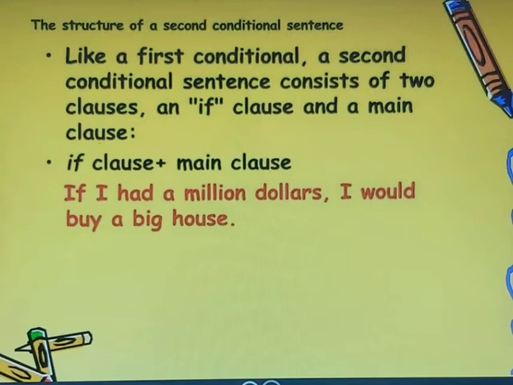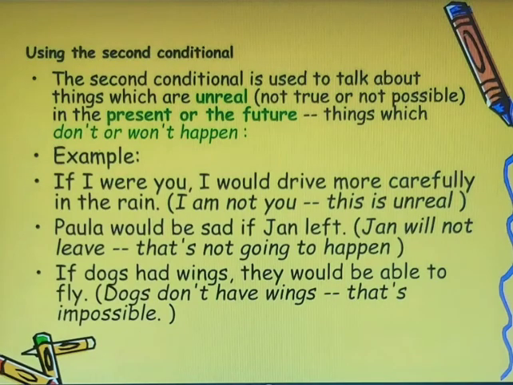For example, if I had $1 million, I would buy a big house. Using the second conditional. The second conditional is used to talk about things which are unreal, not true or not possible, in the present or the future, things which don't or won't happen.